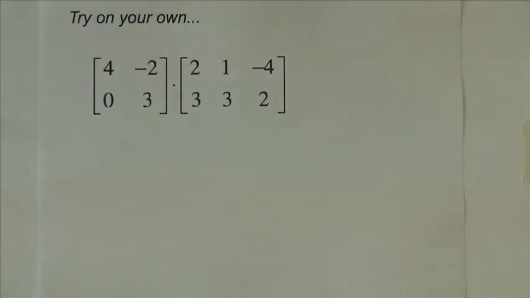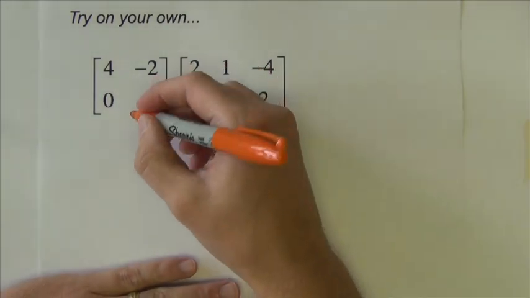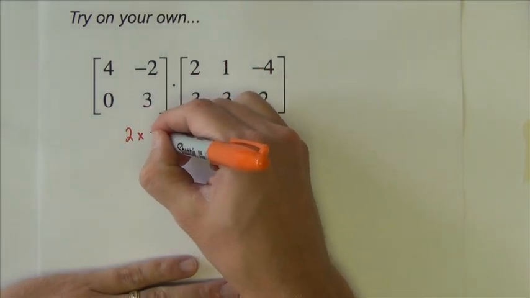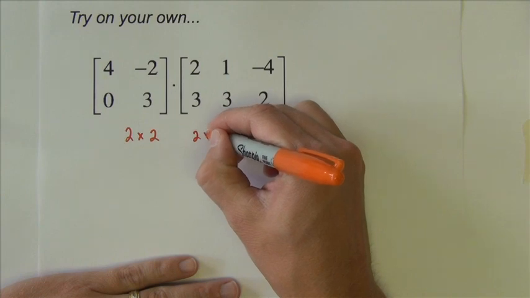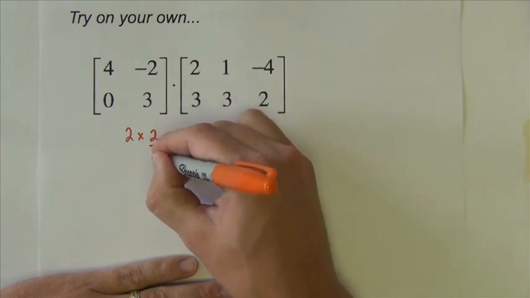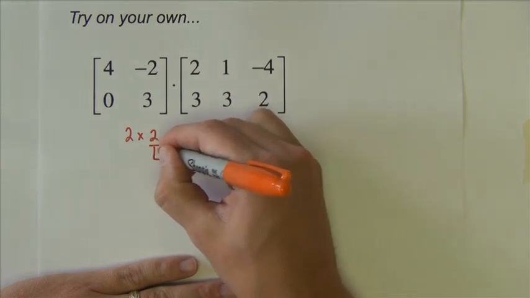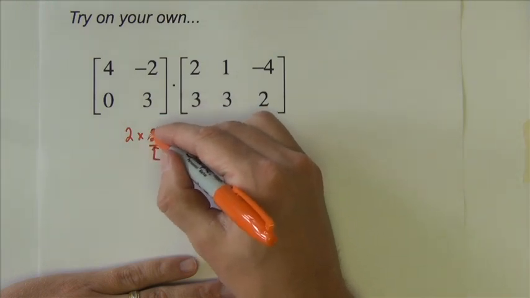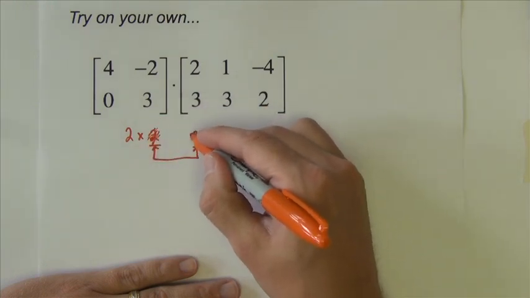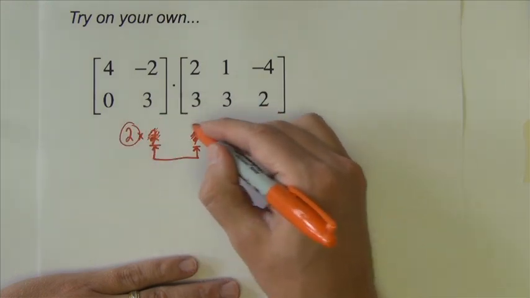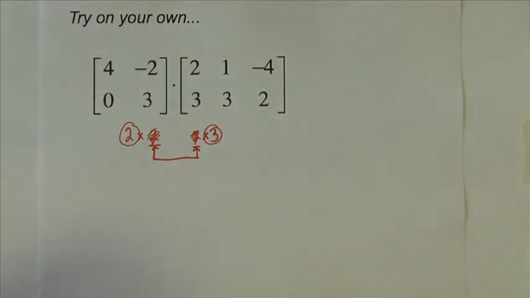One more. This one you can try on your own. If you'd like to hit pause and work by yourself, then just resume play when you're ready to watch me work out the problem. I begin by checking size. We have a 2 by 2 and a 2 by 3. Those numbers match. So we take them out. Our answer is going to be 2 by 3.